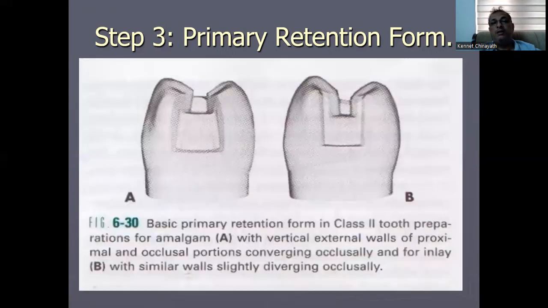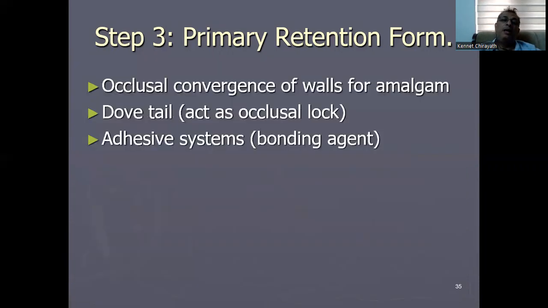Okay. So what are the primary features? One is occlusal convergence, dovetail, and adhesive system. If the restoration is composite, we will use a bonding agent. So these are the retention features. What is occlusal convergence? The walls converge occlusally. So this will help to retain the restoration in the prepared cavity, and the dovetail acts as an occlusal lock. Okay. So the main features of the retention are occlusal convergence and dovetail. So these are the primary retention, meaning to retain the restoration in the prepared cavity.